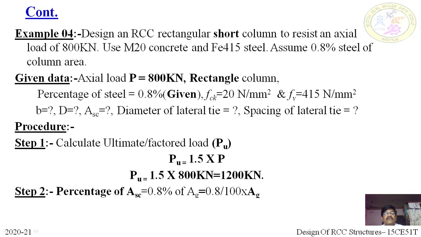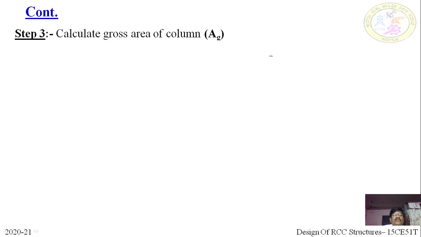If they give the axial load, you have to calculate the factored load. If they give the factored load directly, take it directly as Pu. No need to calculate again. Then the percentage of steel: Asc is equal to 0.8% of Ag, that is 0.8 divided by 100, which is 0.008 Ag. Calculate the gross area of column.